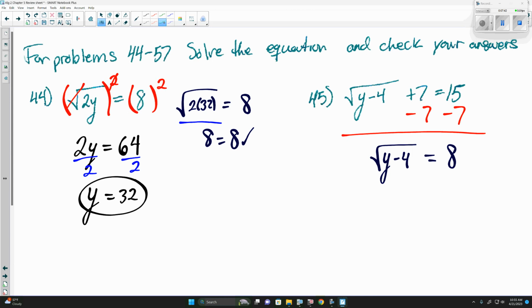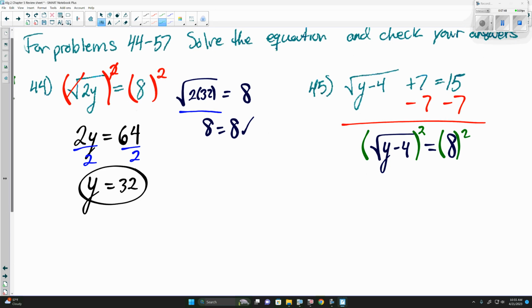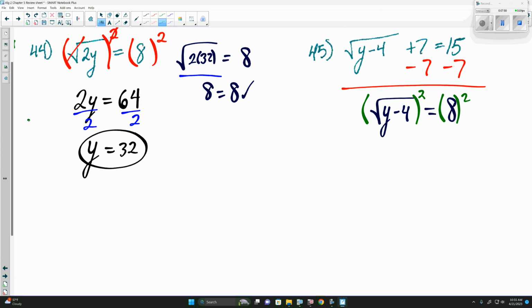But the radical itself is by itself, so we'll put both sides to the nth power. Now the square root and square will cancel, leaving us with y minus 4 is equal to 64. Then we would add 4. So y is equal to 68.